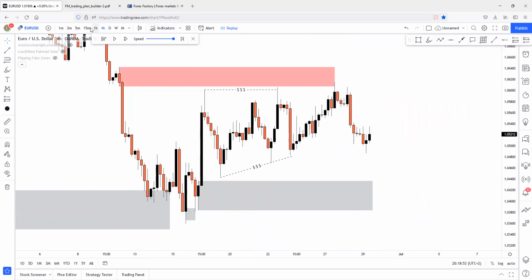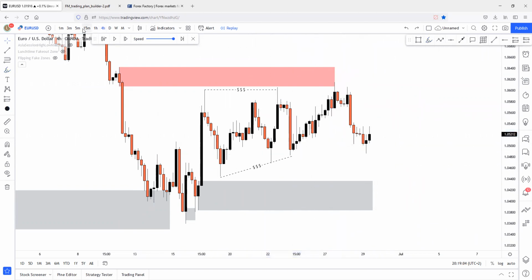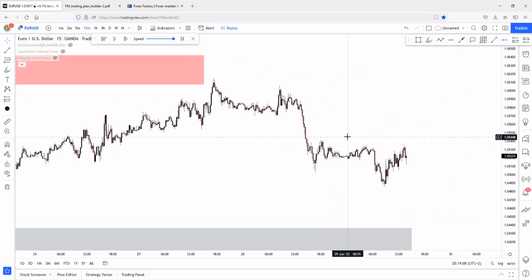Let me just analyze this region. Actually, there's no clear demand reaction right here on the 4-hour chart, right? So no demand zone can be found here. Okay, so let me just switch to the 15-minute chart and let's see what's happening currently on the 15-minute chart.